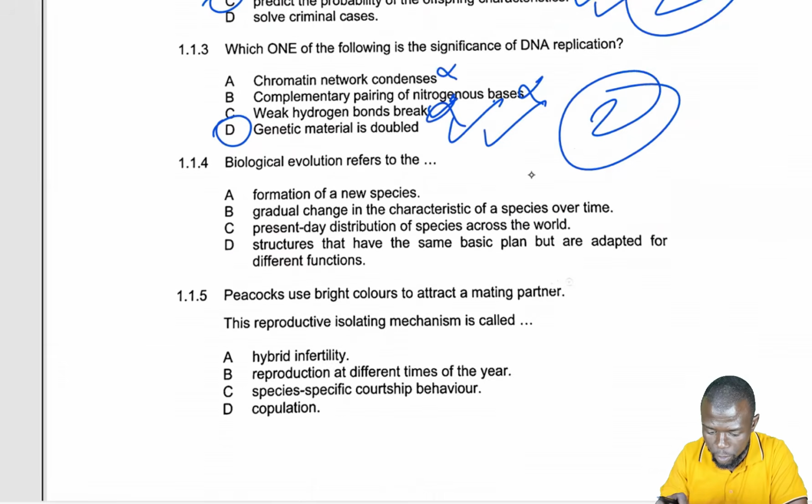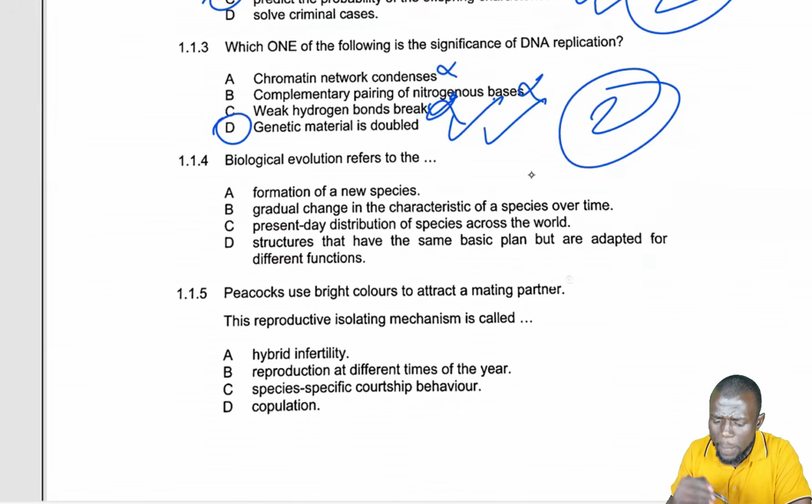All right, we continue to the next point. Biological evolution refers to, remember when you talk about evolution, it means the increase in the complexity of an organism. So when you increase the complexity of an organism, we call it evolving. But because it is about life, that's why you're linking it to an organism.